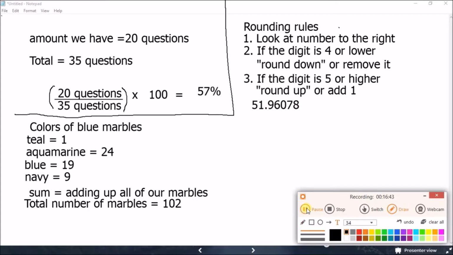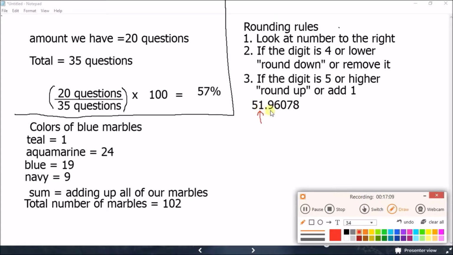Is if the digit is 5 or higher, we're going to round up. And that means we're going to add 1 to our digit that we're rounding. So what that is going to look like, let me grab my red pen here, is remember we are rounding to this digit here. We want to round to the next whole number. So we want to round to the ones place. So we're going to look at our tenths place.